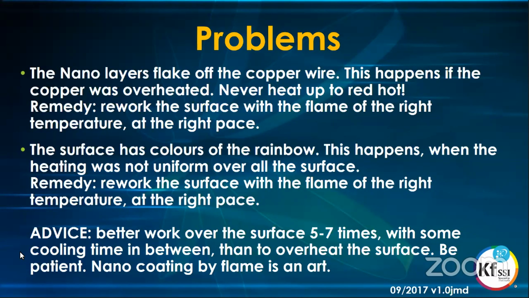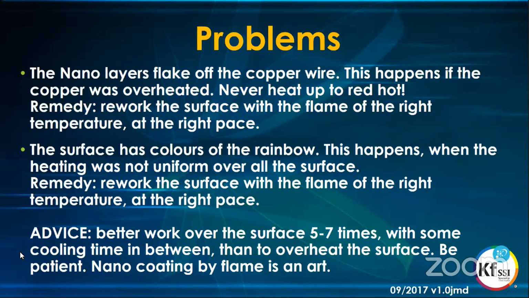So you may obtain a very nice black or dark gray surface, and when you touch it, you see it comes off, or you just keep it hanging, and the next day you see everything has fallen out. The flaking of the layers happens if you overheated the copper. If you reach 700 centigrade, it's already overheated. So we have to take care to never heat it up to red hot color. There is a remedy for it: you can rework the surface later with the flame at the right temperature, at the right pace, the right speed.